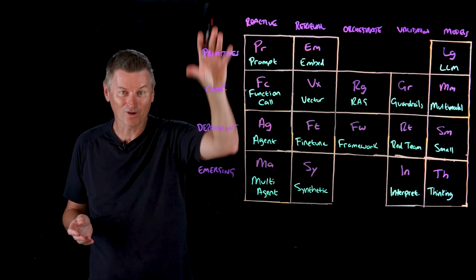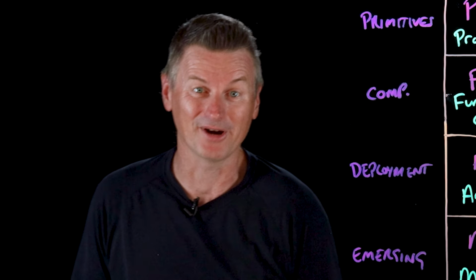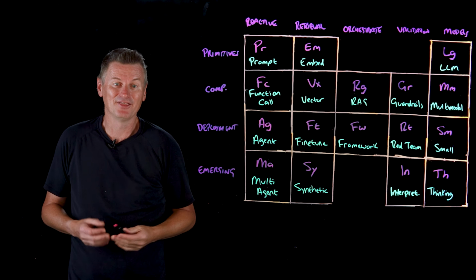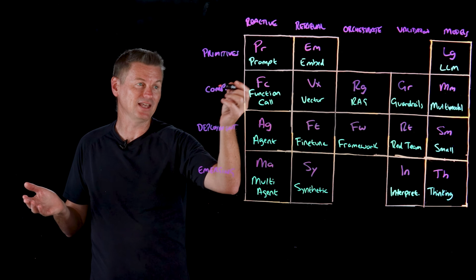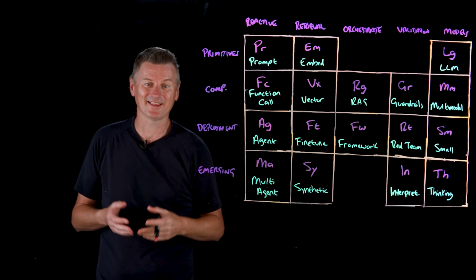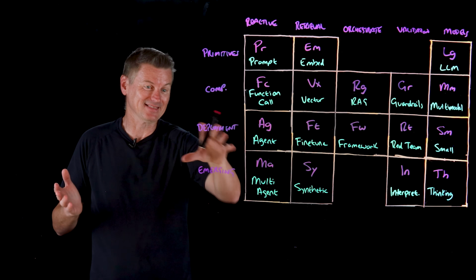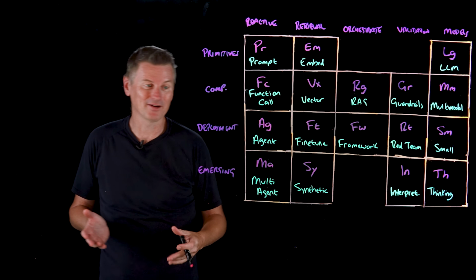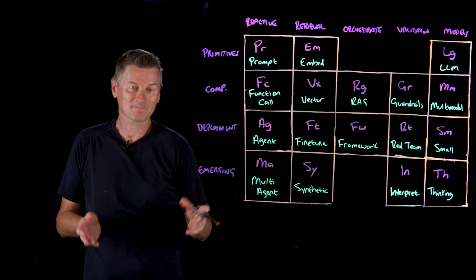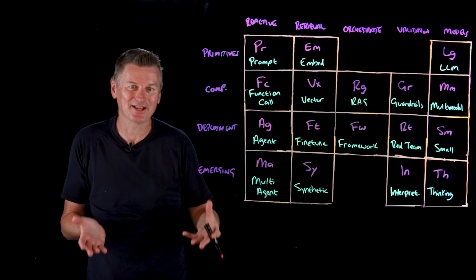Then for the rows, we've got primitives, which are the atomic building blocks. There are only 3 in this table: prompt, embed, and LLM. Then we've also got composition, so things like function calling. This is the stuff that runs in production, and that lives here in deployment. Under deployment, we've got things like a framework, for example. And then we have just anything shiny and new, still gaining traction.